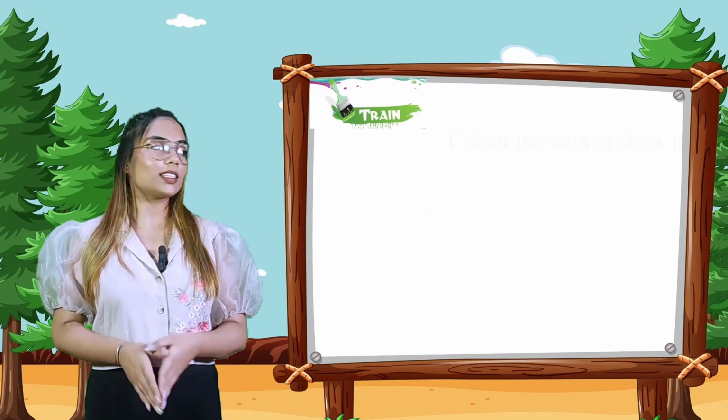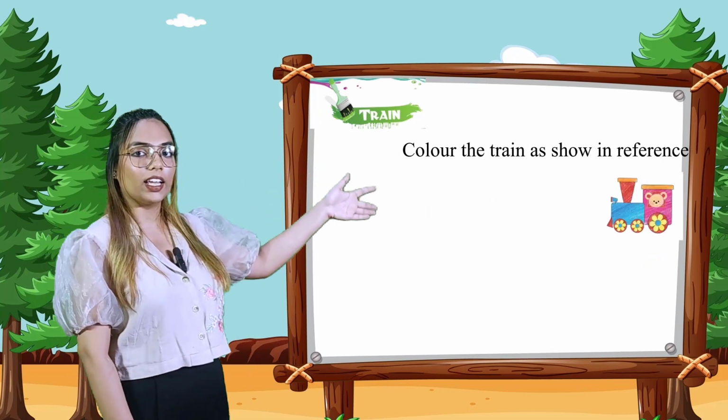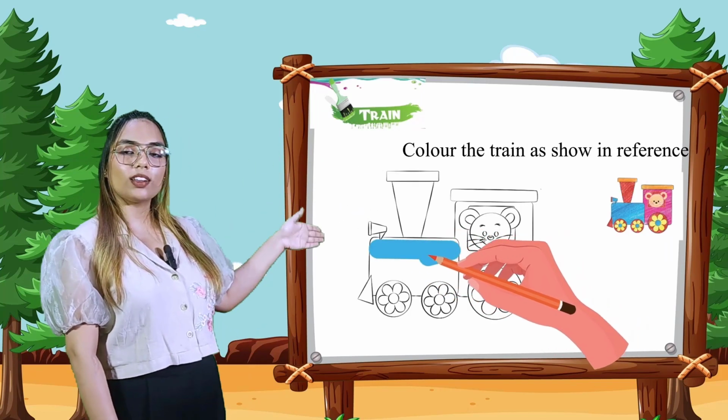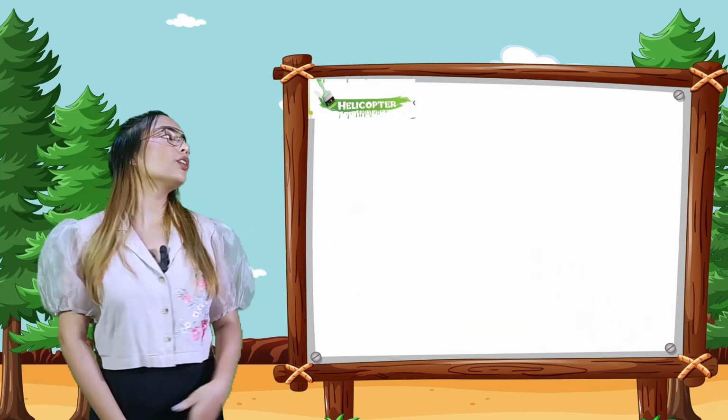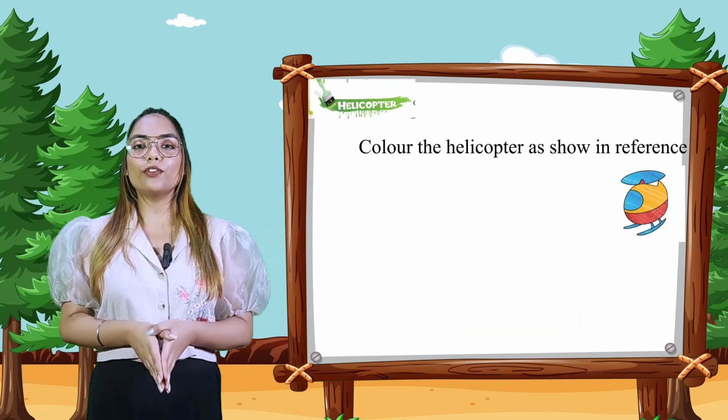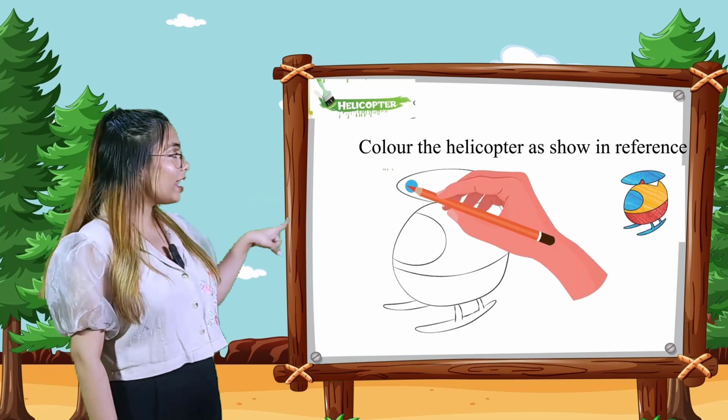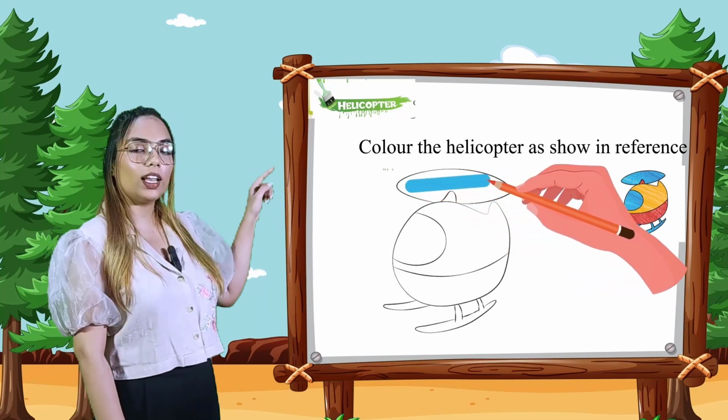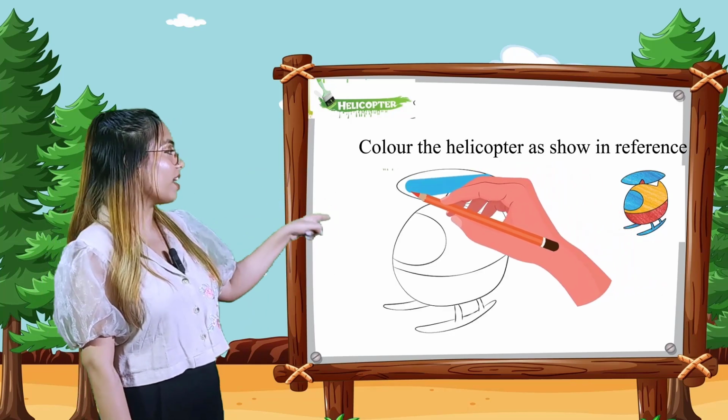Moving on to the next image, we have a train. Color this train as shown in the reference. Moving on to the next image. Do you want to fly in the clouds? The helicopter over here can make you. Color this helicopter as shown in the reference.